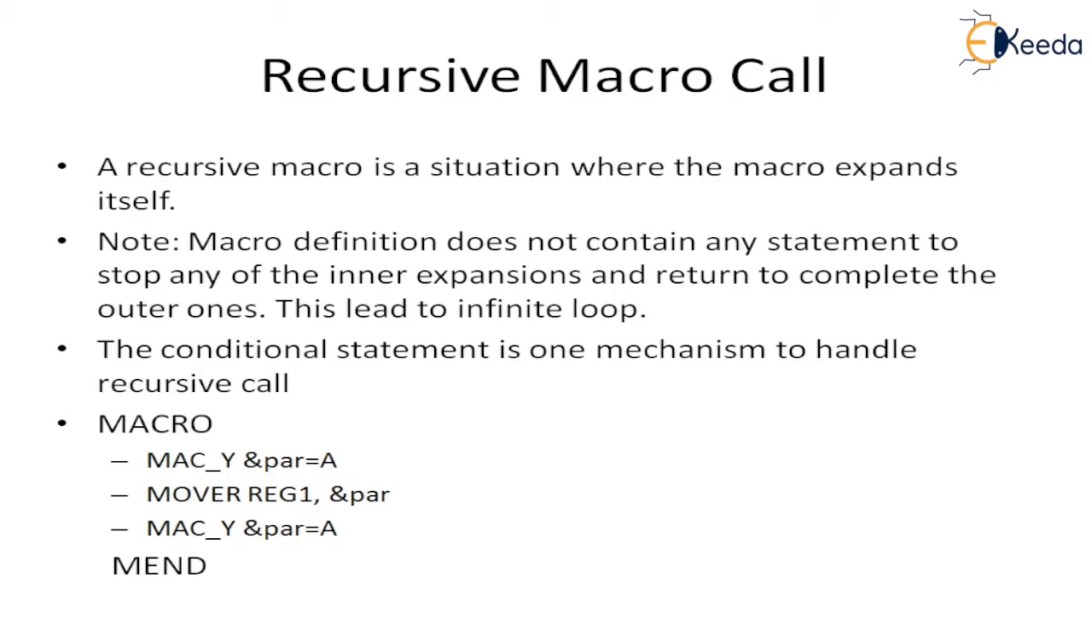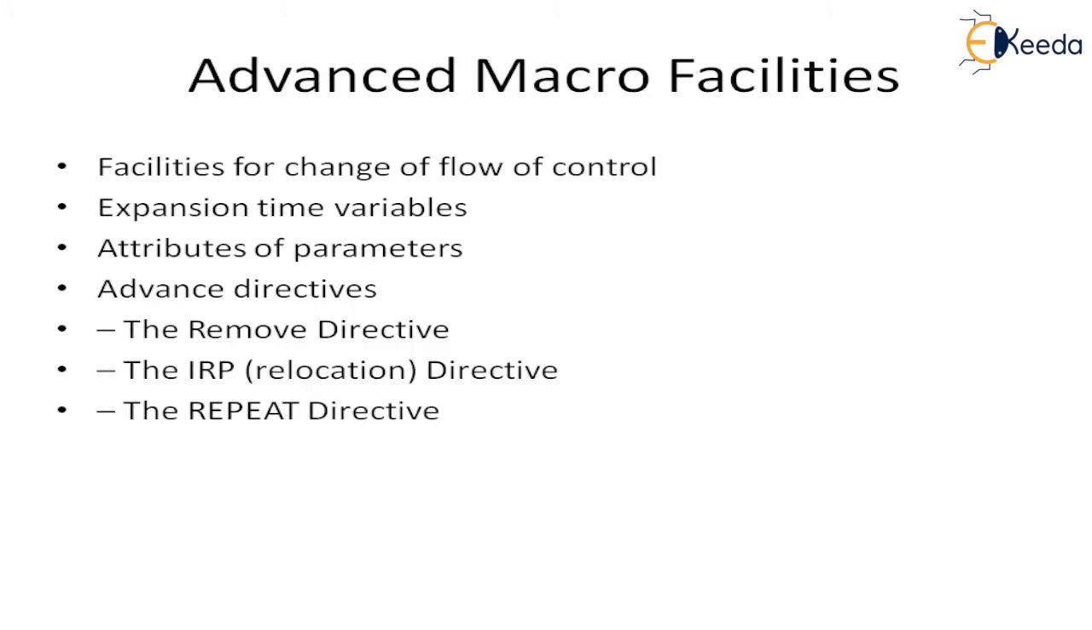So the recursive call is shown in the figure where the micro is initialized as micro Y with the parameter is equal to 1. Then the MOVE will contain register 1 and the parameter, and again we have to call the micro Y with the parameter A. In this way the recursive call takes place. Advanced micro facilities are nothing but the facilities for changing the micro flow control.